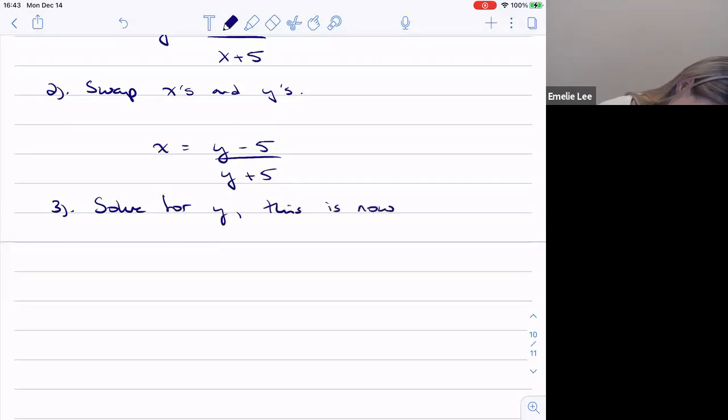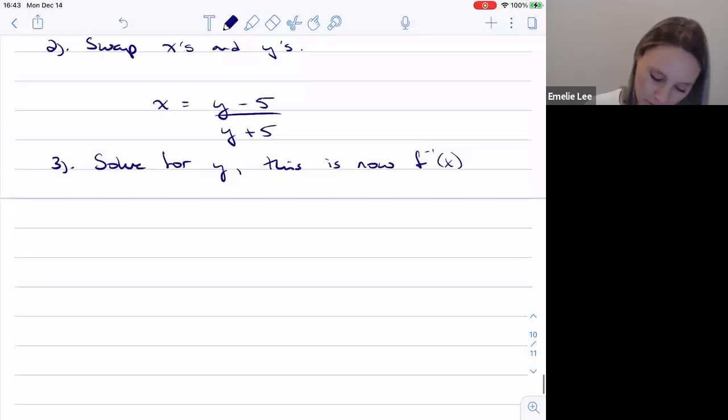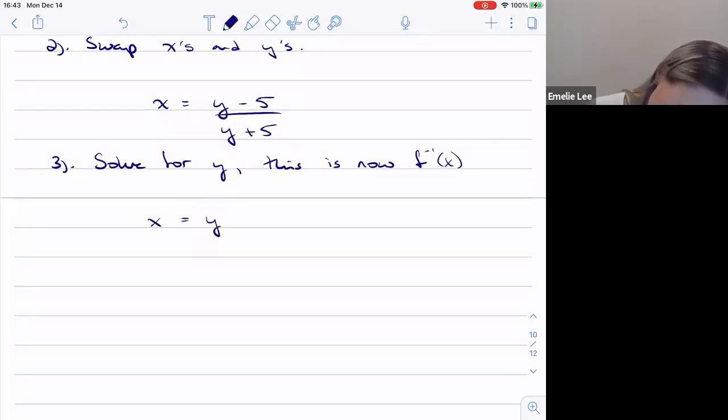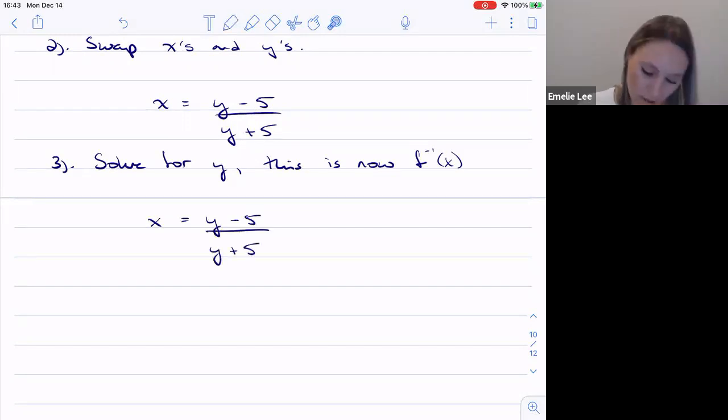This is now f inverse of x. Okay, so that new y that you've solved for is the inverse. So I start here, right? I'm just going to rewrite this on the next page because I'm dealing with the page break here. So I've got x is (y minus 5) over (y plus 5). And I'm slowly going to migrate things over so that I can start to collect like terms, especially the y's, so I can solve for y.